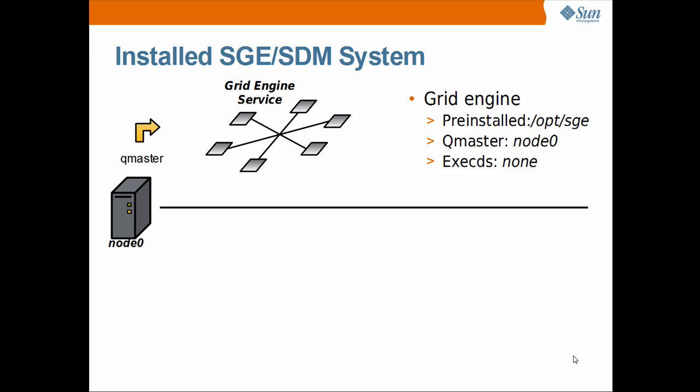Let's recap first what is already installed. We work on a set of 6 hosts, node 0 to node 5. On the first host, node 0, there is a grid engine cluster pre-installed under the /opt/sg directory. The cluster solely consists of a QMaster. It has no compute host resource assigned.